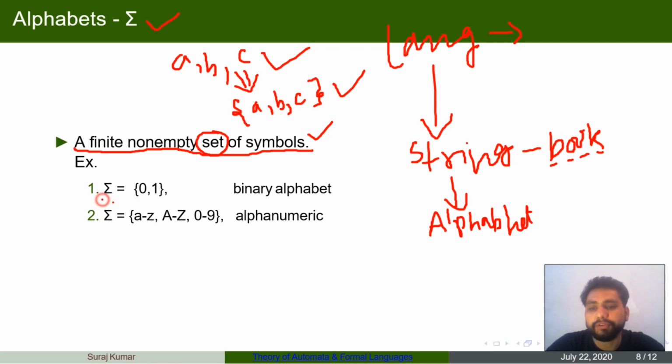So your alphabet is represented by sigma, and it is a finite non-empty set of symbols. Sigma is equal to 0 comma 1 here, which is the binary alphabet. So 0 and 1 are the symbols, and if you put them into curly braces, it becomes your alphabet.